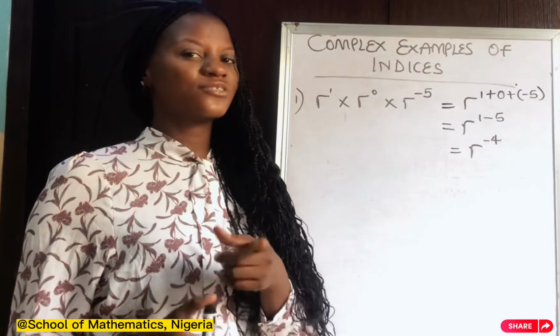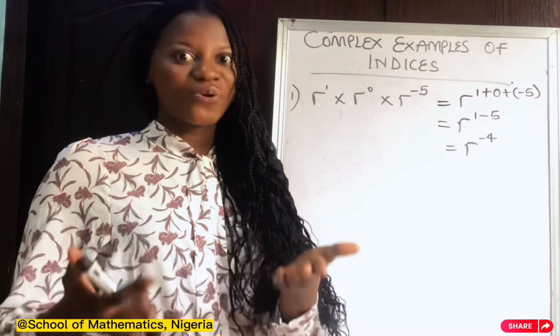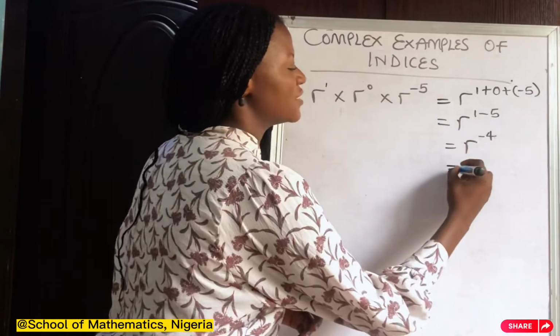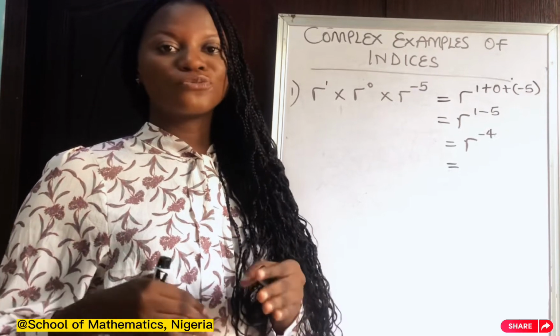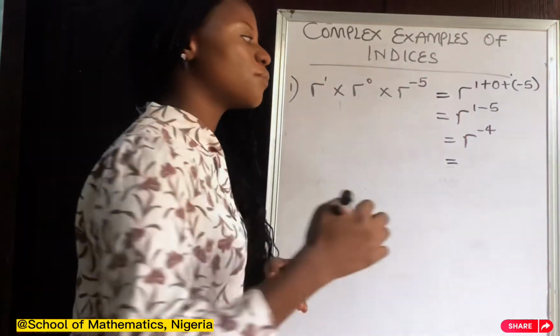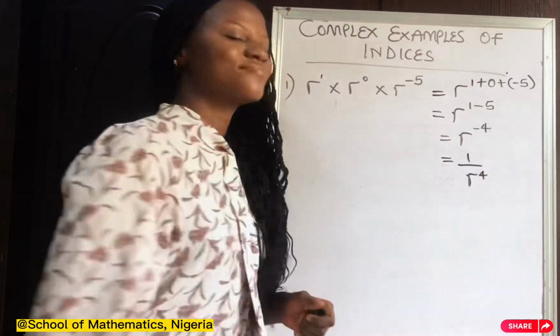I know somebody watching this right now knows what to do next, right? If you do not know what to do next, we'll help you out. Another law of indices says what? It says whenever you have a variable, anything at all, raised to the power of a negative number, what happens? You have 1 over that thing.